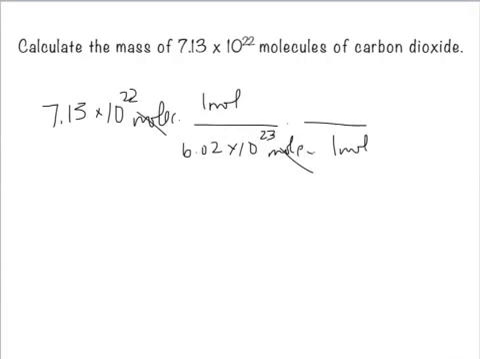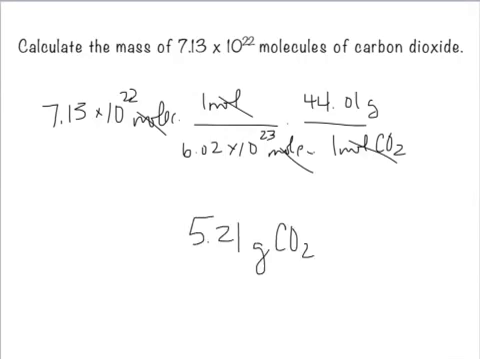But I know for every 1 mole of CO2, it has a mass of 44.01 grams. 1 carbon and 2 oxygens. Moles cancel. I multiply 7.13 times 10 to the 22nd times 44.01 divided by 6.02 times 10 to the 23rd, and you should get 5.21 grams of carbon dioxide.